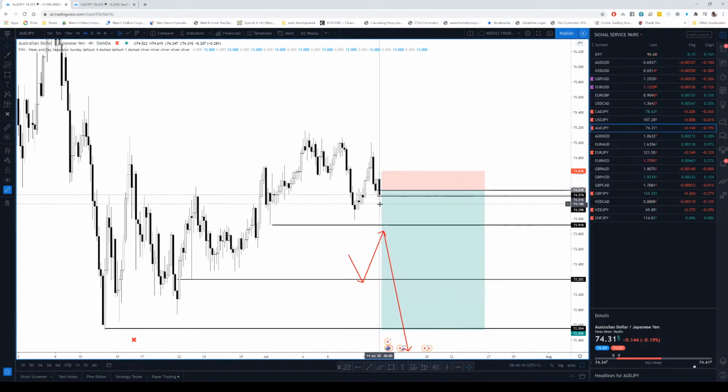Let this candle close first. Okay, let it close with the bearish momentum, and once we do get that closure, okay, you can look for entry.